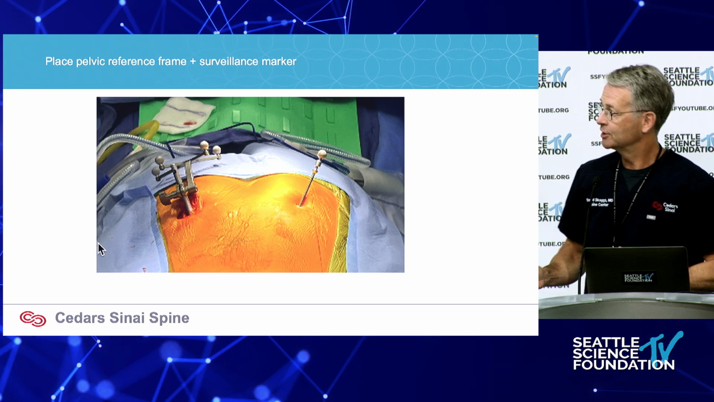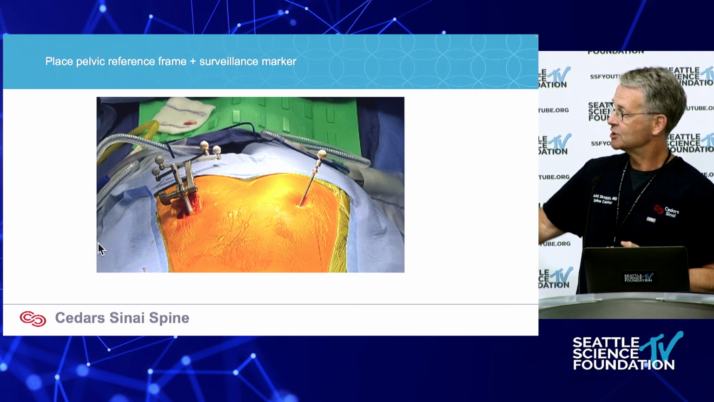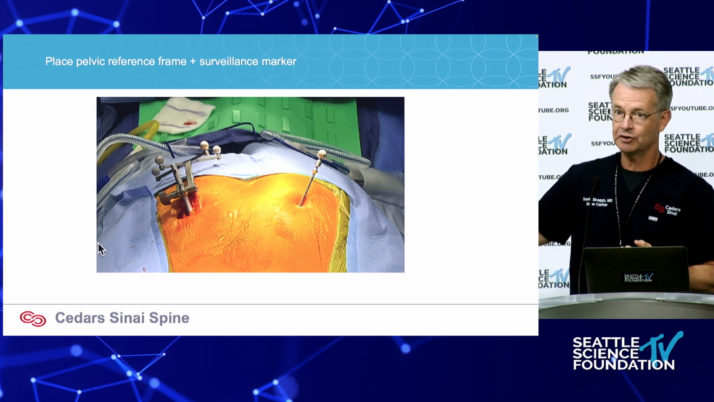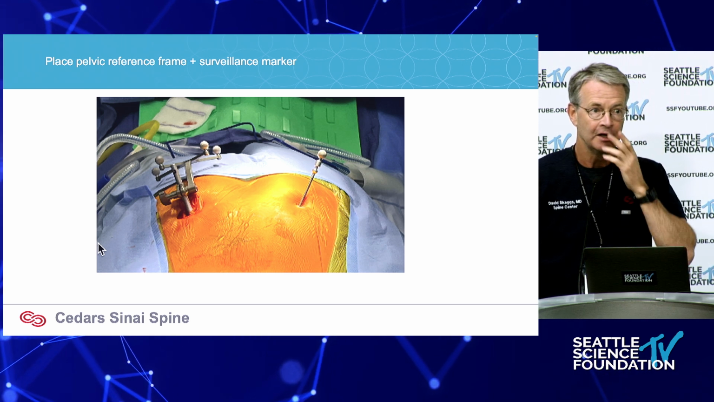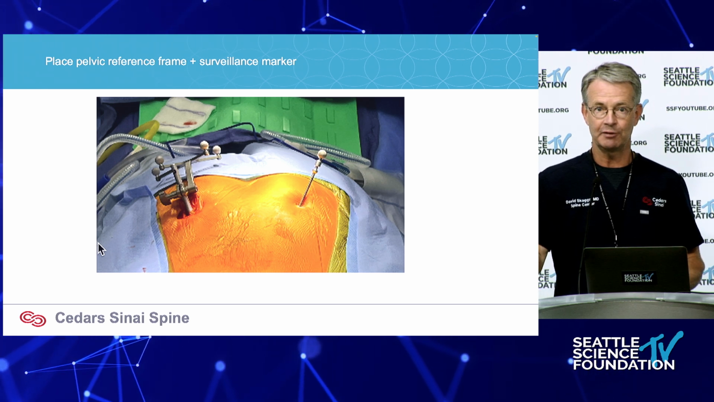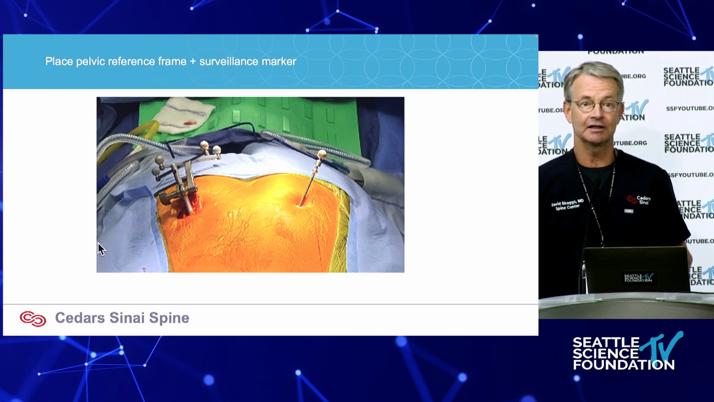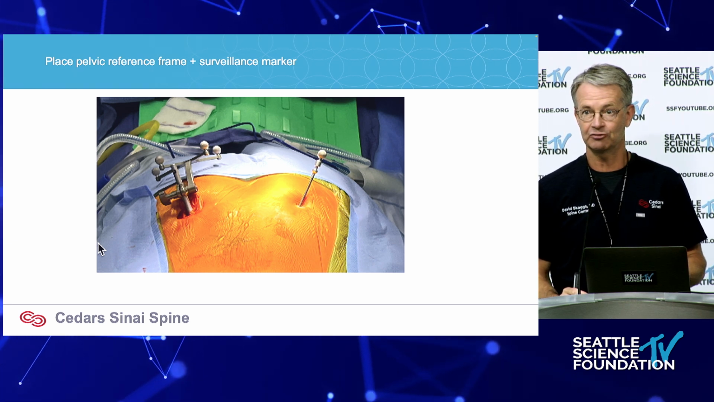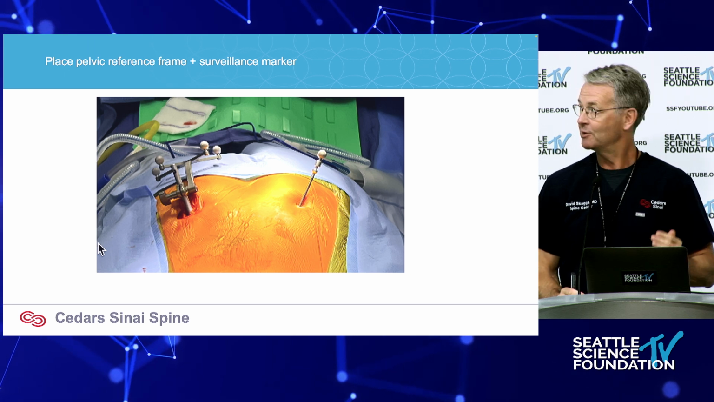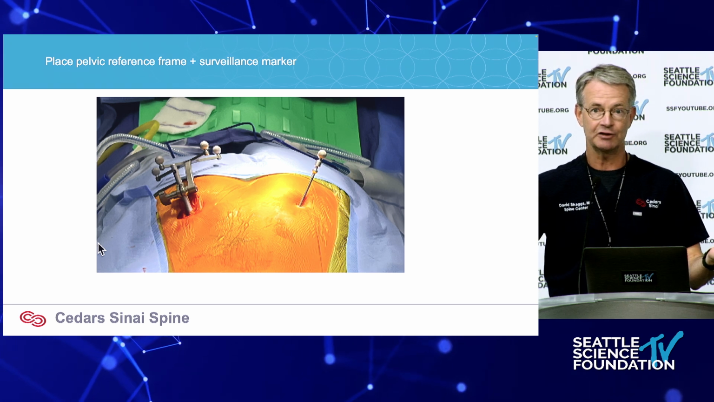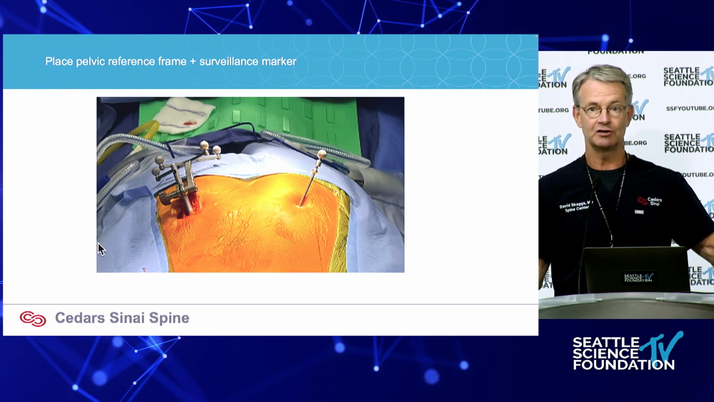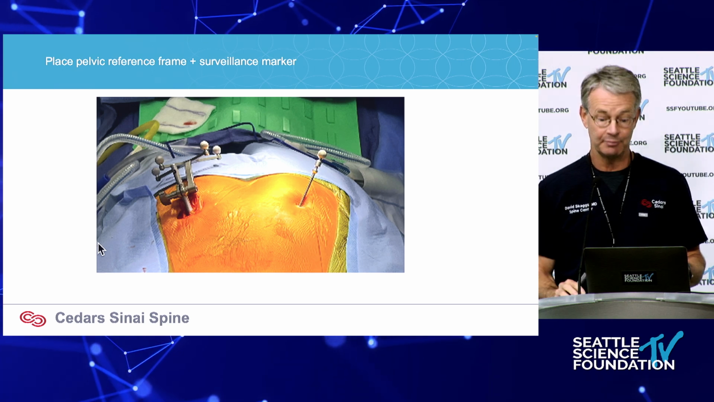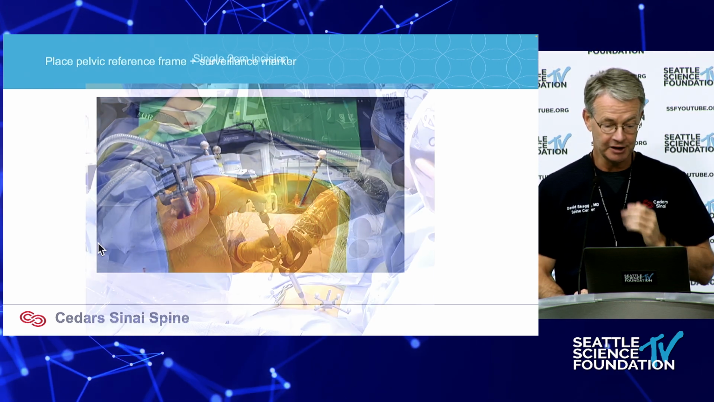And I'm a big believer in using a robot system that has both a surveillance marker and a reference frame. If you only have a reference frame and it gets hit accidentally, a centimeter off, every screw after that is going to be a centimeter off. So you want to have a system that has a surveillance marker and a reference frame, or somehow figure out how to have 2 points on the body so you know you're in the right place.